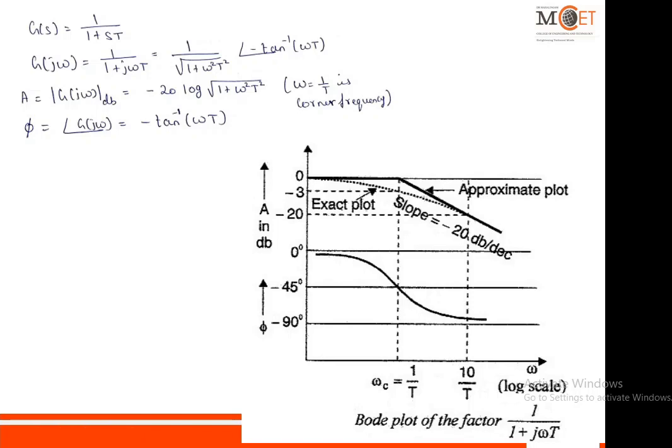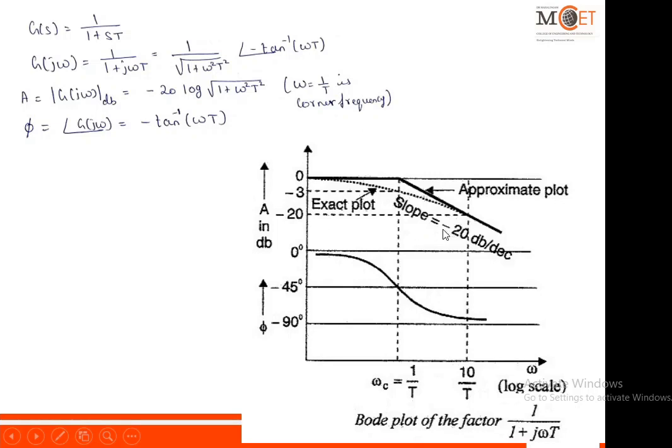That is the inference from this particular graph. If you draw the graph, you will get it like this. This is the corner frequency. What was the corner frequency? 1 by t. After the corner frequency, you will get a slope of minus 20 dB.